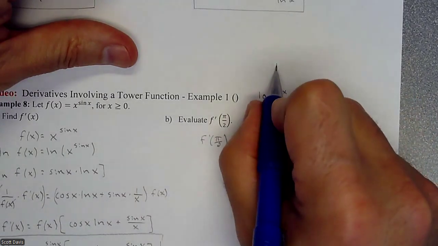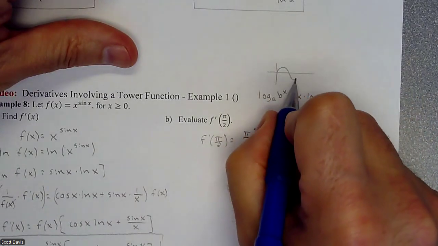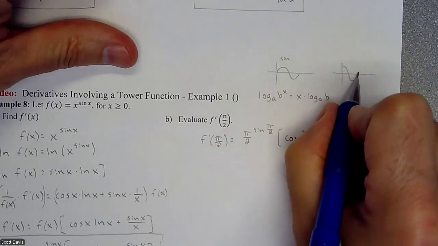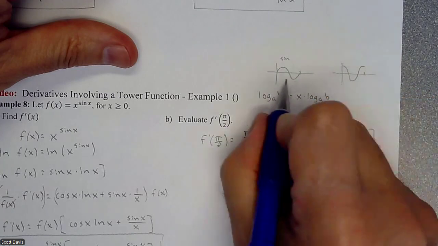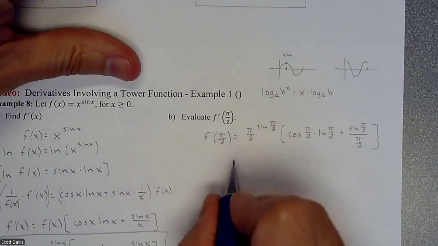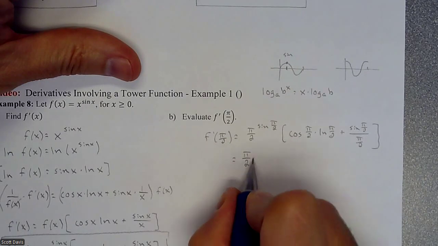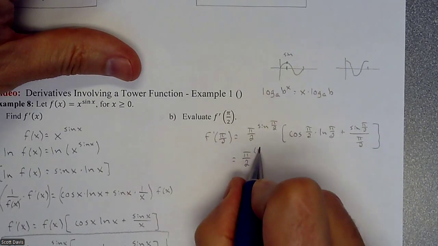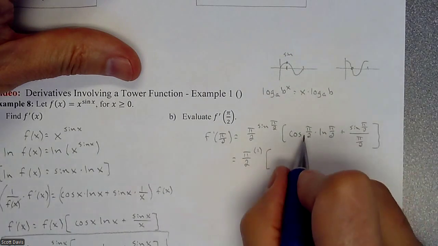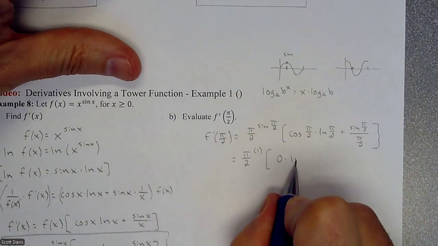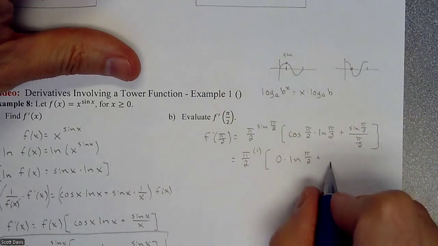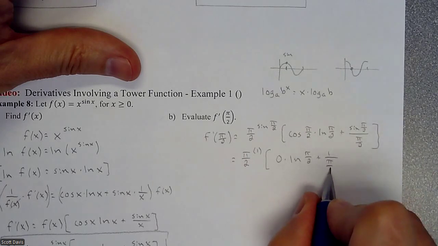I like to think of it as graphs. Here's the sine curve. Here's the cosine curve. And then this repeats itself every 2 pi. So this value is pi over 2. So for sine, I get a 1. So we're going to get pi over 2 to the first power times the quantity where cosine of pi over 2 is this value. So that's 0. So 0 times, it doesn't even matter what that becomes, plus sine of pi over 2 again is 1, over pi over 2.